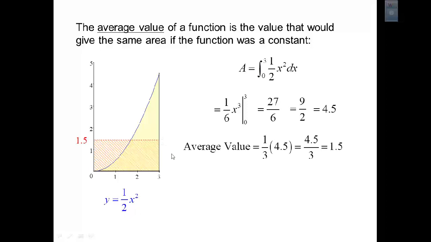Because 1.5 times 3, the height times the width, gives us the exact same area we found under the tan. Sorry, I don't know why I'm seeing that as gray. It's actually not. I'm just calling it gray.